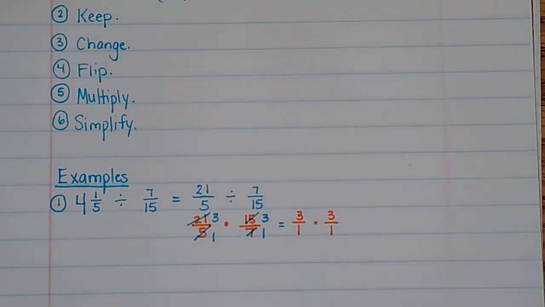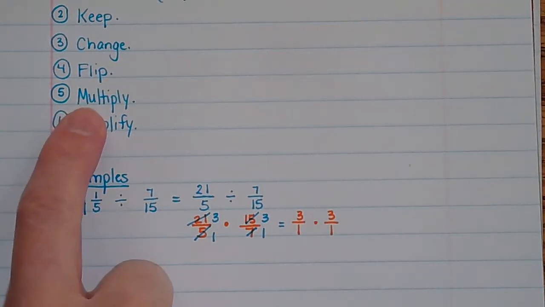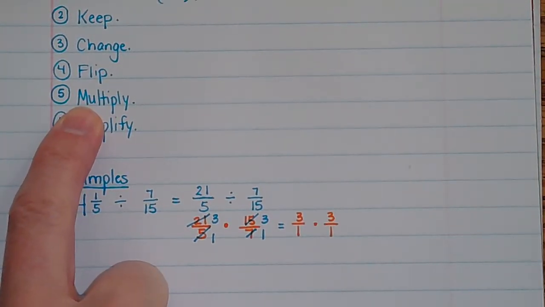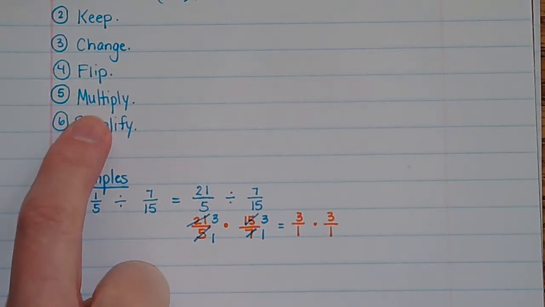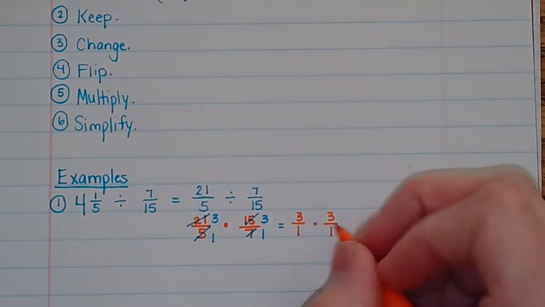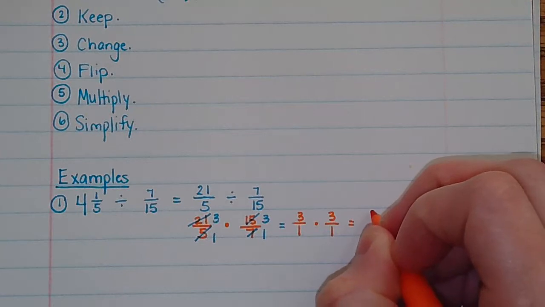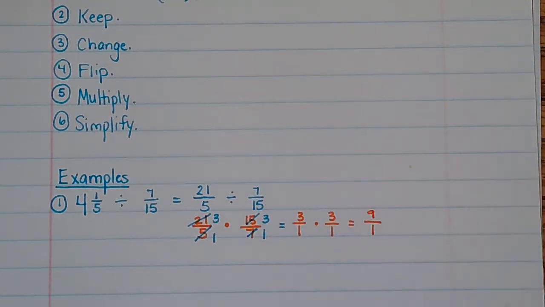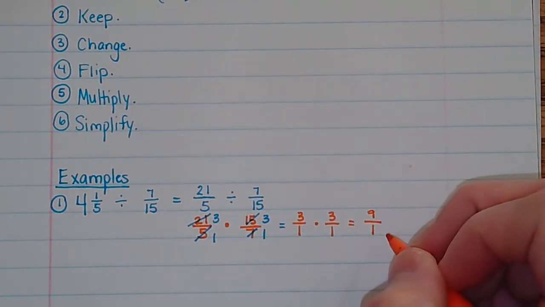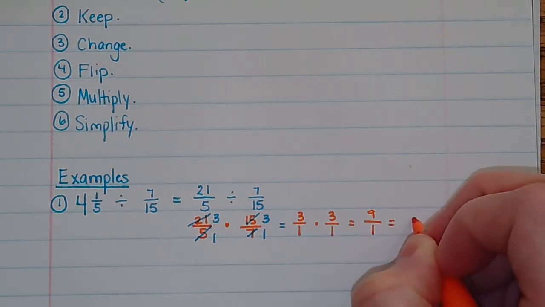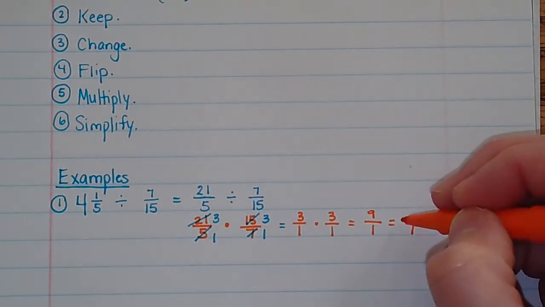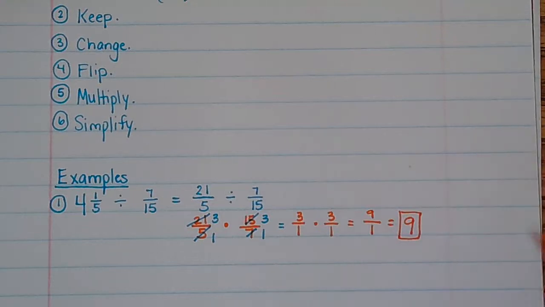Now remember, I've already done my keep, change, flip. I've already done all that. When I was at this step, before I multiplied, I just did some cross canceling. So now I'm at the multiply stage, so I go straight across. 3 times 3 is 9. 1 times 1 is 1. You would not write it like this. You would write it like that. All right? Simple enough, I hope. But don't worry, we have more examples.